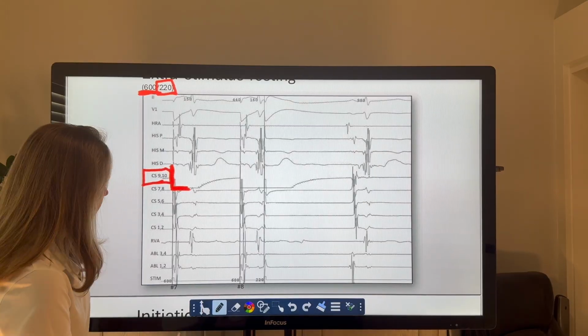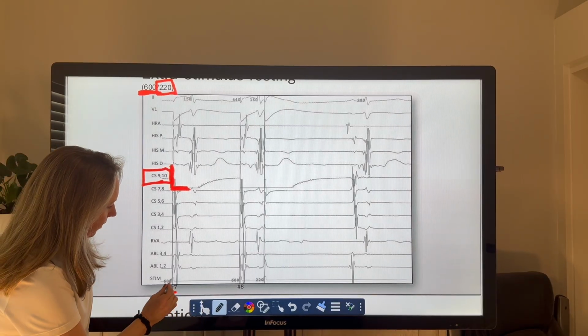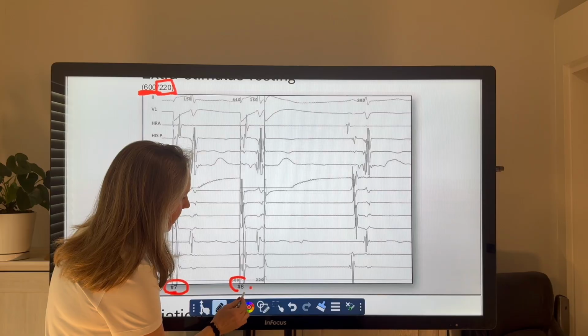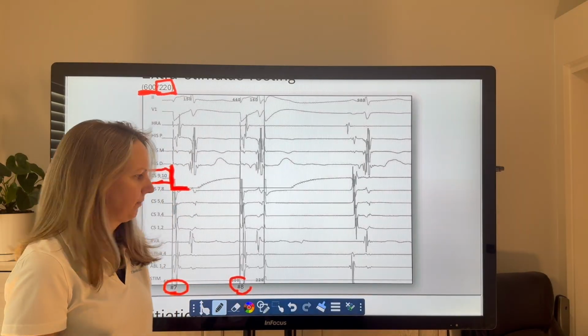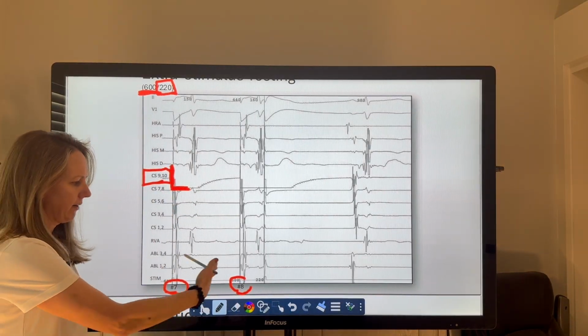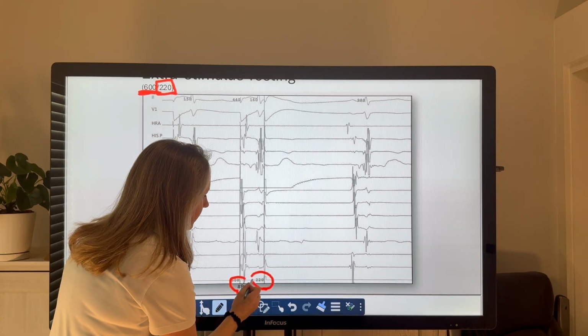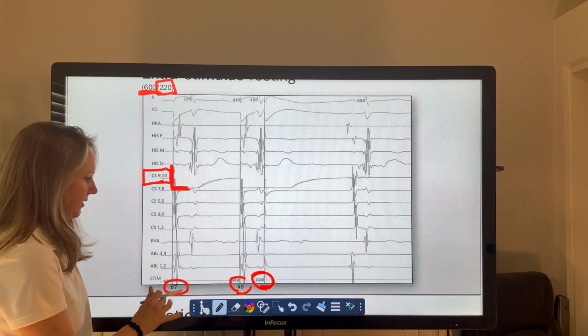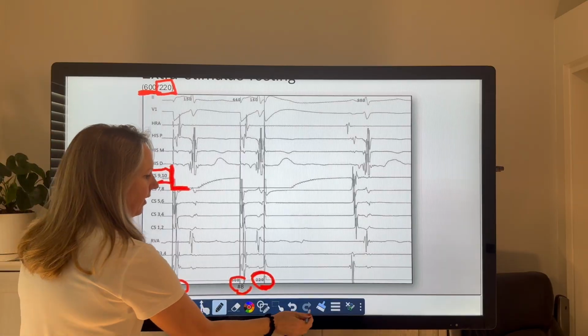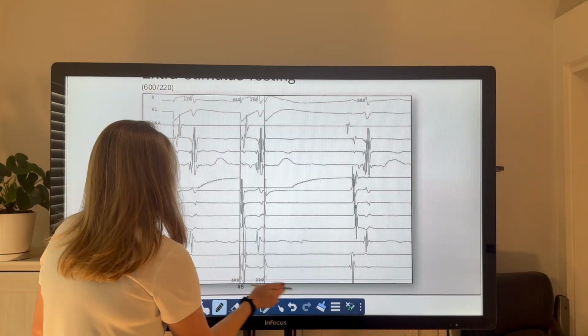There we go. So just for ease, I only have beat 7 and beat 8 of that drivetrain displayed. After the drivetrain, we have our extrastimulus here at 200. All right, so these last 2 beats of the drivetrain, let's make sure they captured.